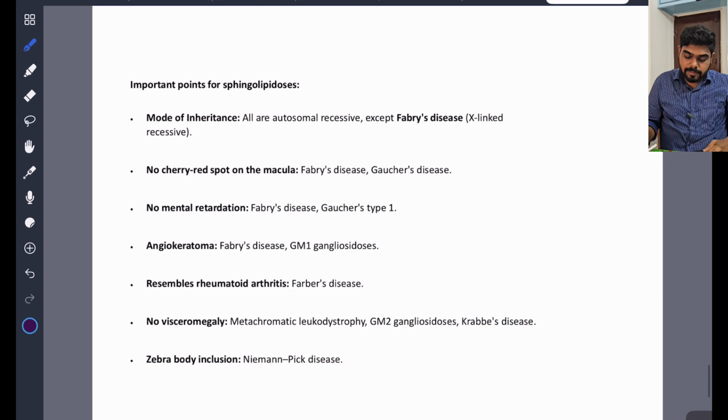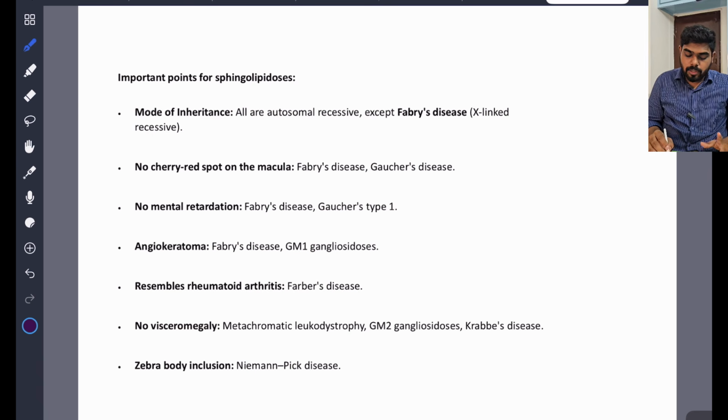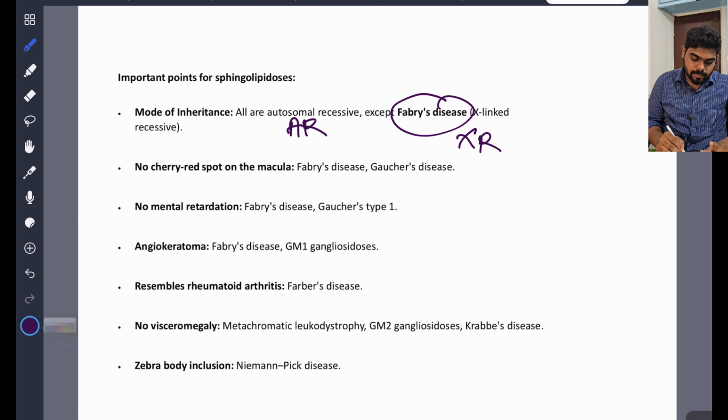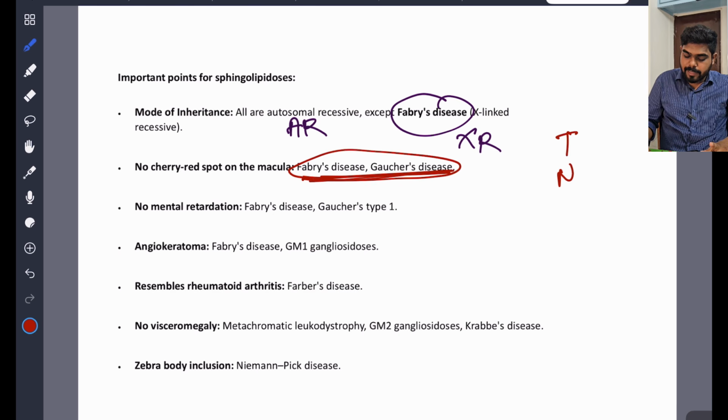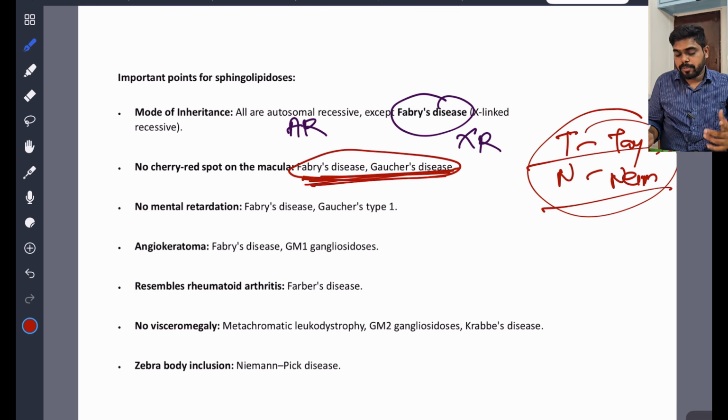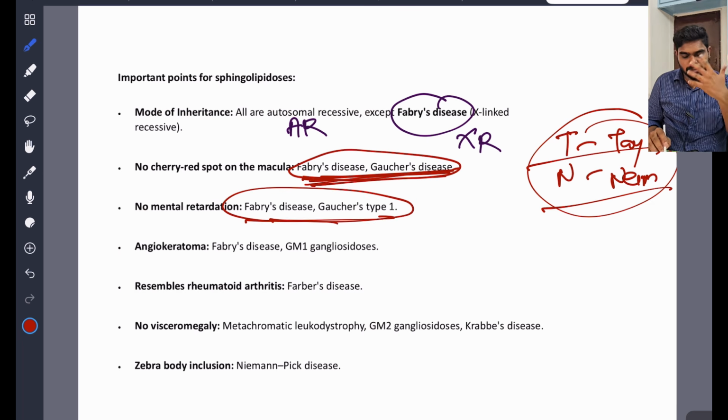So now whenever we are summarizing this, all are autosomal recessive except Fabry's disease, which is X-linked recessive. We already discussed this. Okay. No cherry red spot in macula. So Fabry's and Gaucher, there is no cherry red spot in macula. TN, Tay-Sachs, Niemann-Pick, cherry red spots are there. Okay, and Fabry's and Gaucher, it is not there. No mental retardation, Fabry's and Gaucher type 1. So Gaucher also has different types, at least Fabry's and Gaucher, no mental retardation.